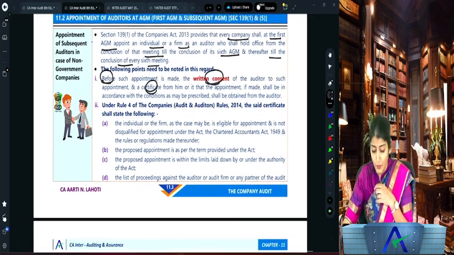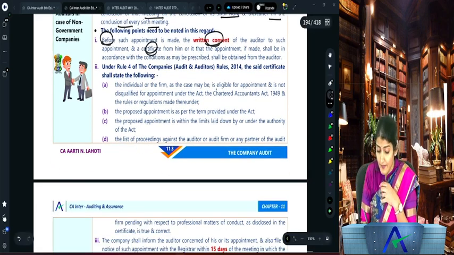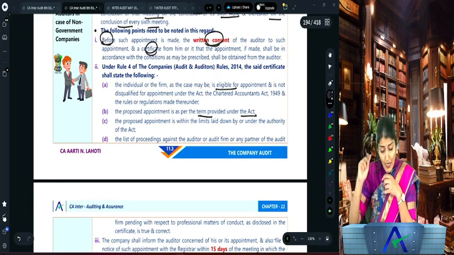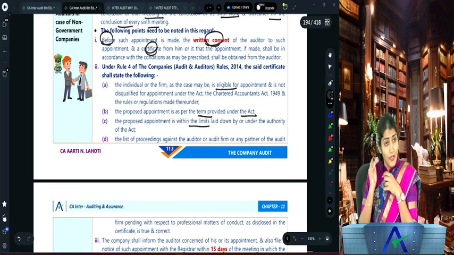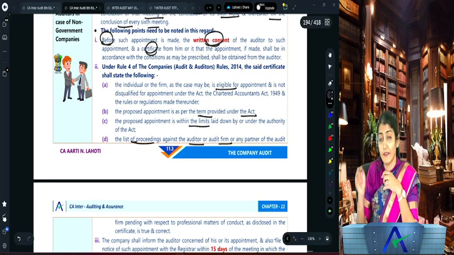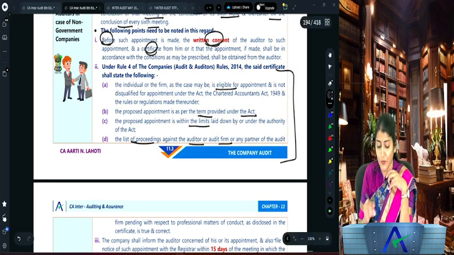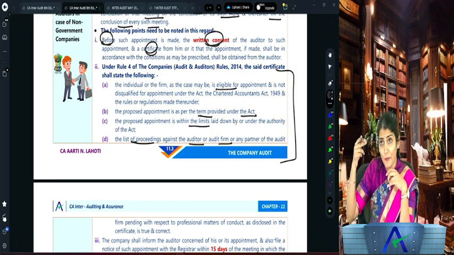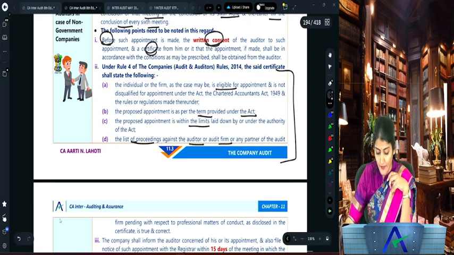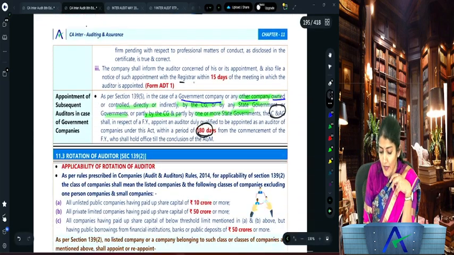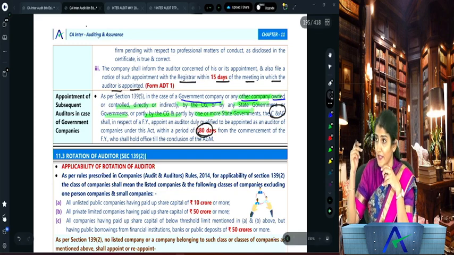Before the appointment is made, a written consent certificate is to be obtained from the auditor. What certificate will you obtain from the auditor? That he is eligible, the proposed appointment is as per the terms provided under the Companies Act, the appointment is within the limits, and the list of any proceedings against the auditor or the audit firm. The company will inform the auditor and also file a notice of the appointment with the ROC within 15 days of the meeting in which the auditor is appointed. That is form ADT 1.